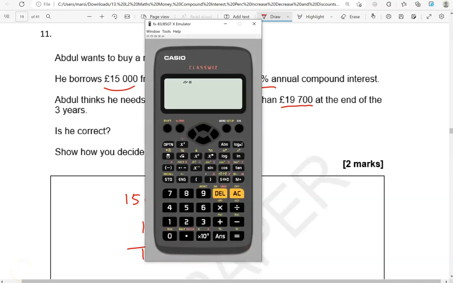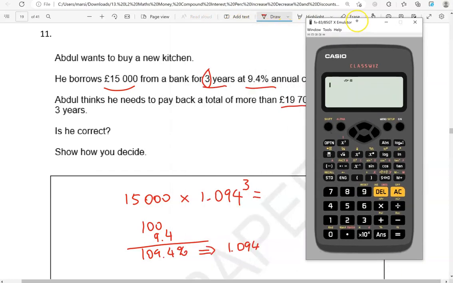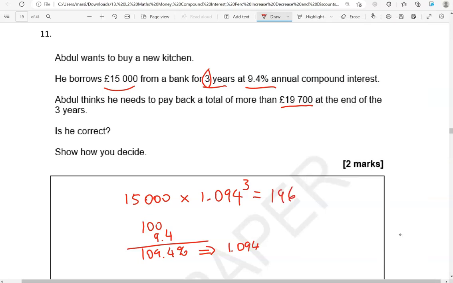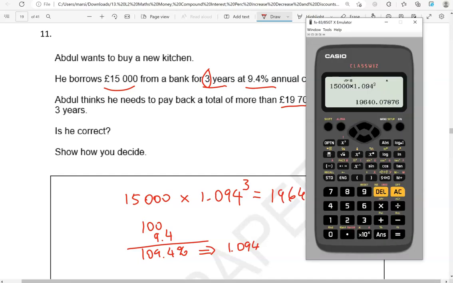So we can do this using a calculator. I'm going to show you using a scientific calculator. So 15,000 times 1.094 to the power of 3. So that's the button I'm pressing, the X with the square at the top. So you can put in the power, which is 3 in this case. So equals, that is 19,640.07876.